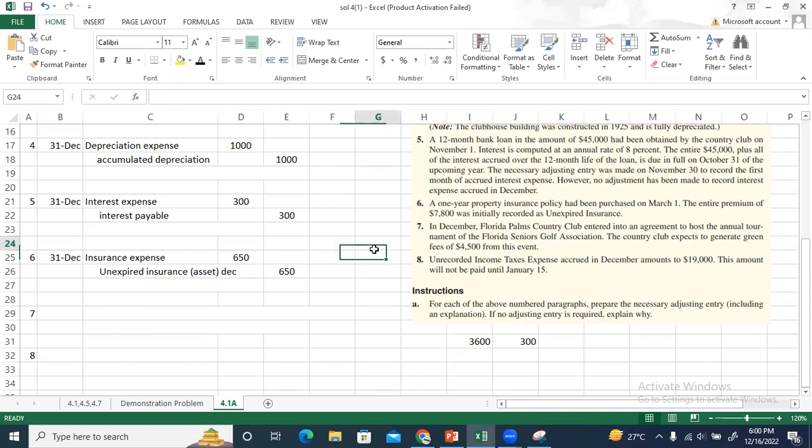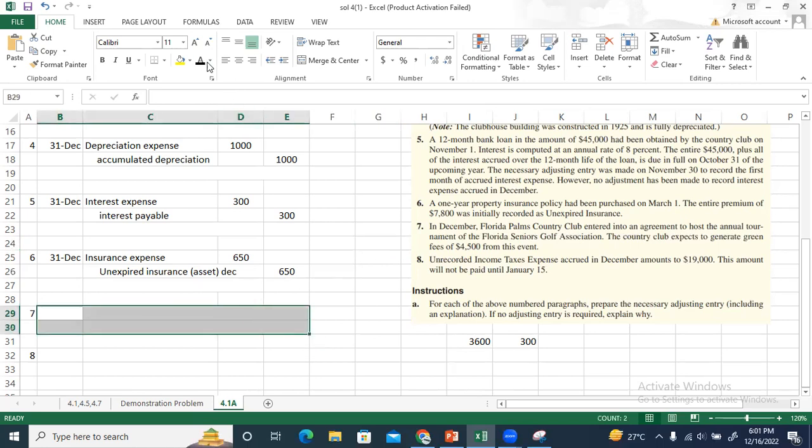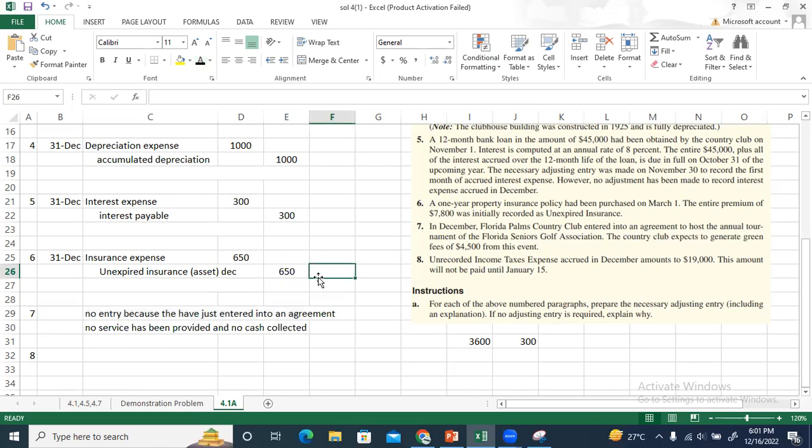In December, Florida Palms Country Club entered into an agreement to host the annual tournament of Florida Seniors Golf Association. The country club expects to generate green fees of 4,500 from this event. Now, what should we do over here? It's just an agreement. That's it. Nothing has happened. Neither is it a revenue, nor is it an expense, nor is it an asset, liability, or equity. It's nothing. It's just a contract that is going to be signed in the future. So we're going to make no entry for this. We have to make no entry over here.